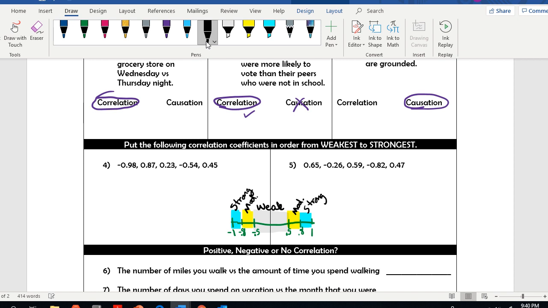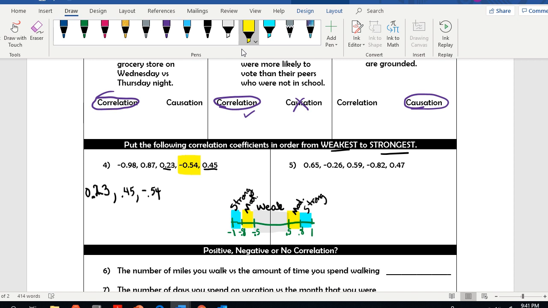Okay, so they want us to go from weakest to strongest. So what I'm going to do is look for any number that would fall in the gray zone. The smallest number, if we were to take an absolute value, is 0.23, so let's put 0.23. All right, and my next weakest is 0.45. It's slowly getting stronger. -0.54 just got into the moderate range, so this one is actually a moderate guy.